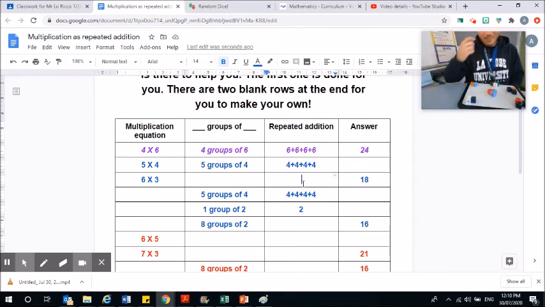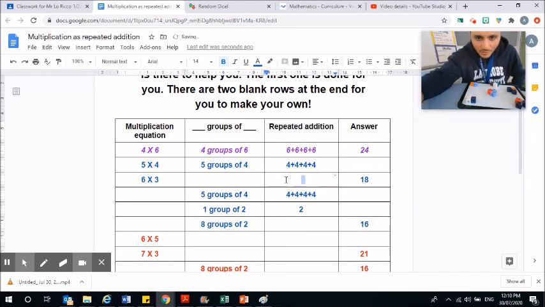So as repeated addition, it's going to be 3 + 3 + 3 + 3 + 3 + 3. So you have to type that in like this. It should be six threes there. 1, 2, 3, 4, 5, 6. I'm going to rub that out though, because I want you to do it. Okay, so use your counters to help you. Off you go.